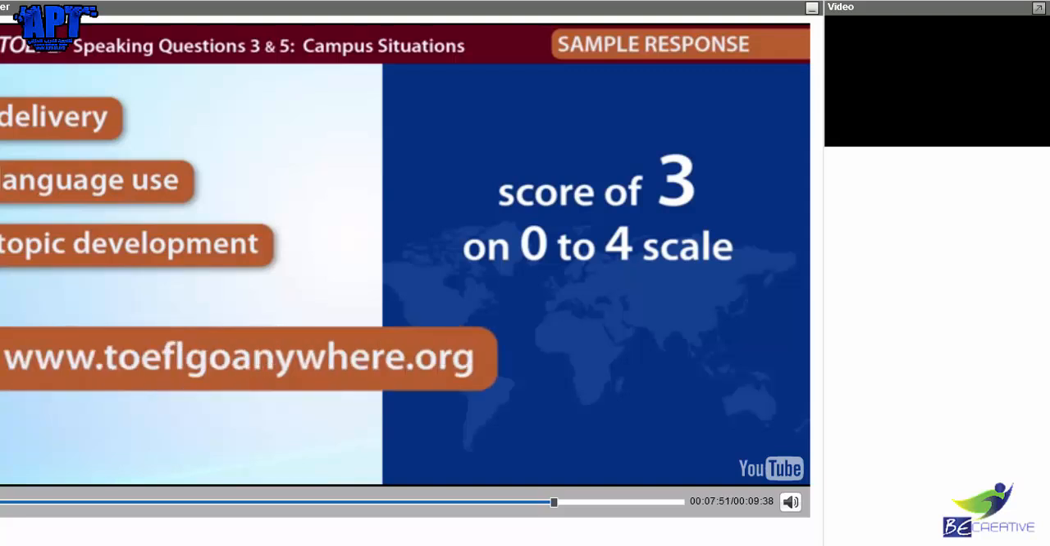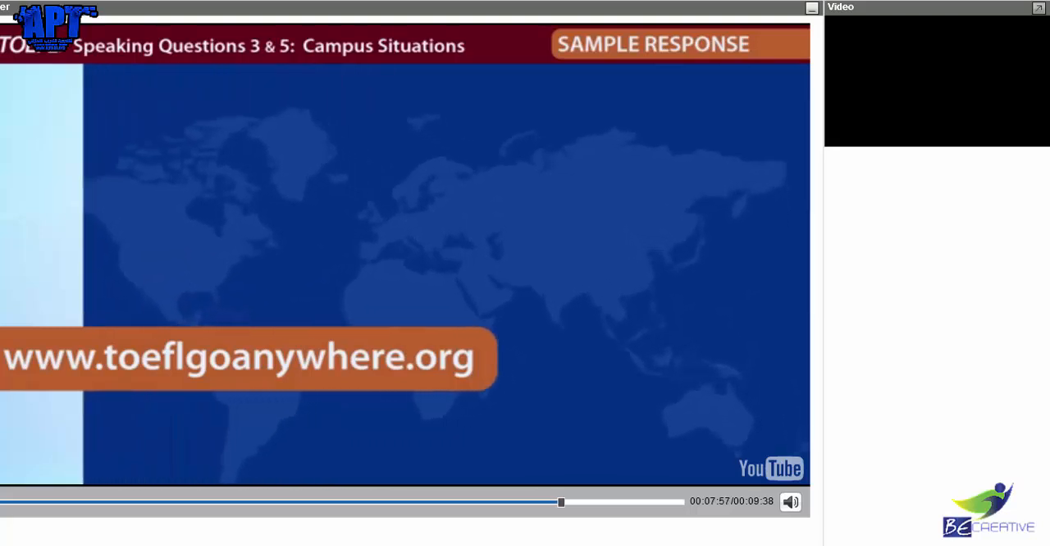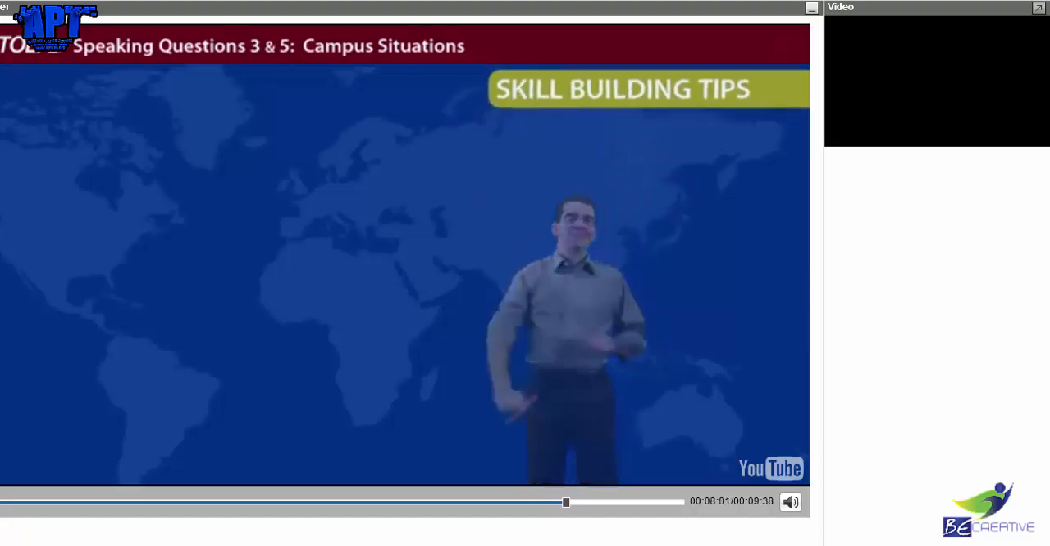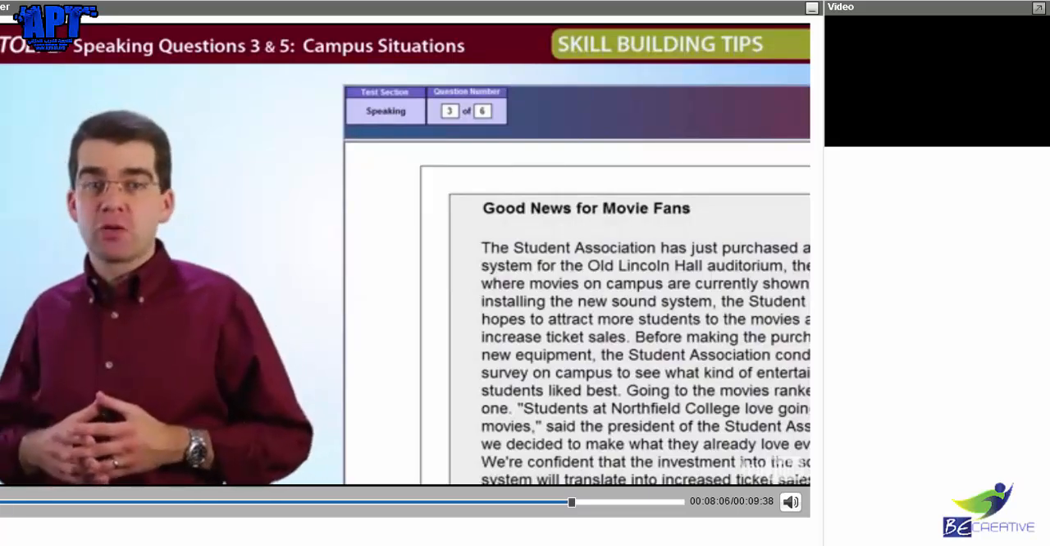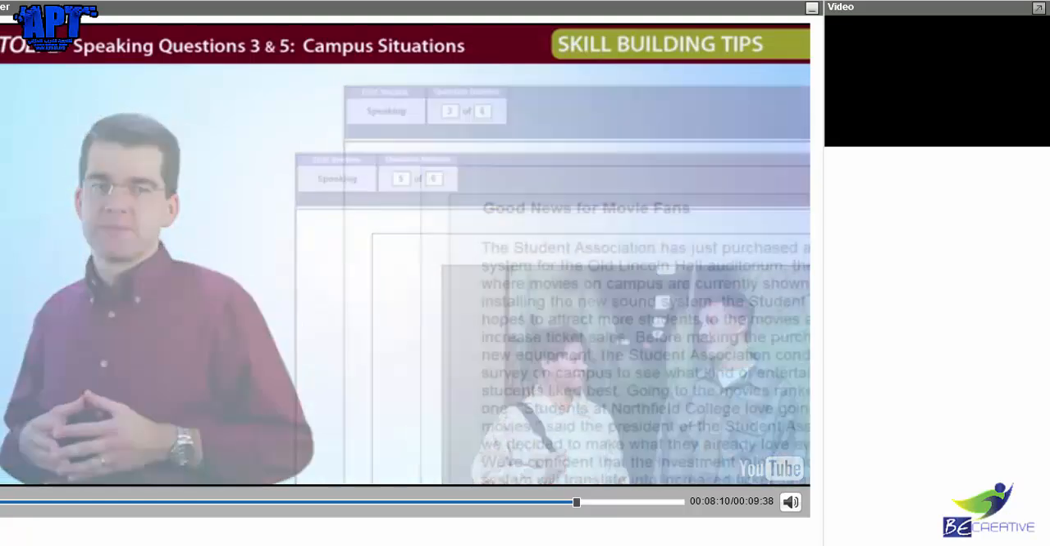For more details about how the integrated speaking responses are scored, see the speaking scoring guides on the TOEFL website. Now here are some activities that can help you build your skills for the integrated speaking tasks, especially numbers 3 and 5 about campus situations.